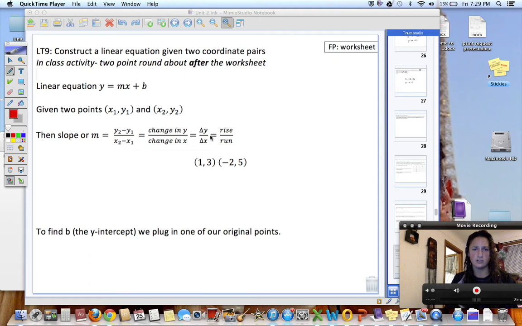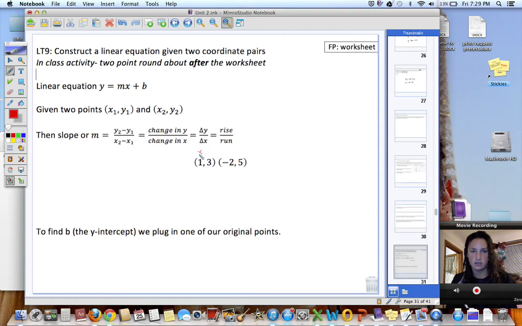So what we normally do is we normally label this, right? x1, y1, x2, y2. And then what I would do is I would put my y2 first minus my y1 all over my x2 minus my x1. And then I would just solve. So 5 minus 3 is 2. Negative 2 minus 1 is negative 3. So that would be my slope.